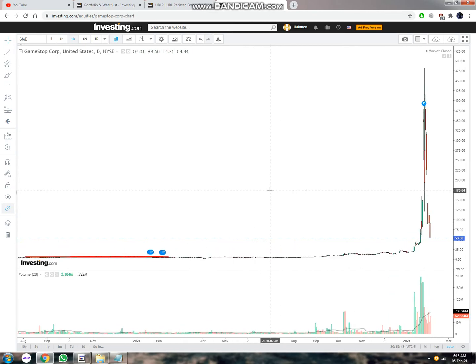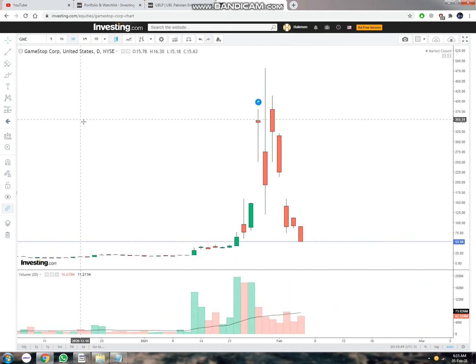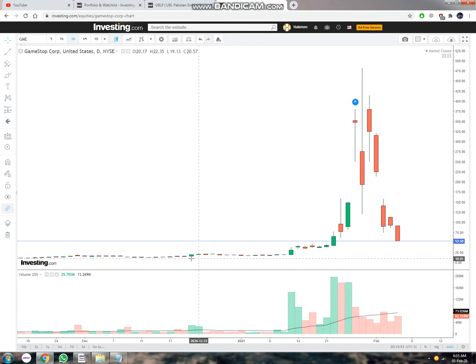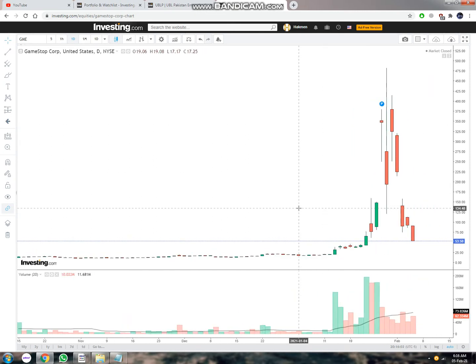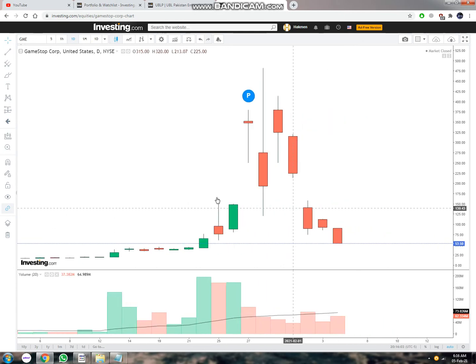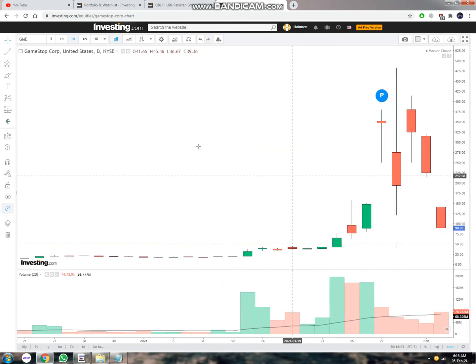Recently it is trading very high, from $16 up to 481.99. So it rose this much, and there was quite a steady rise in this stock.